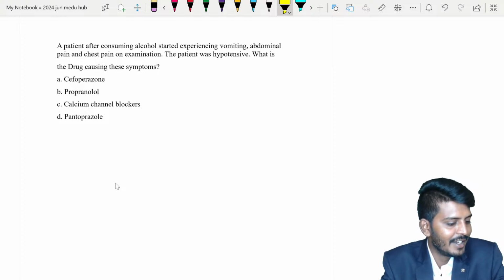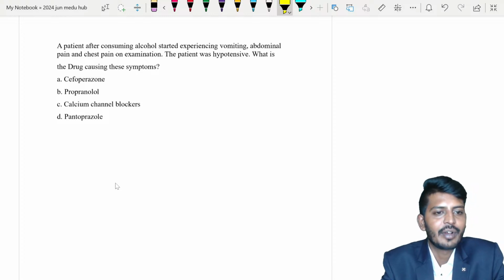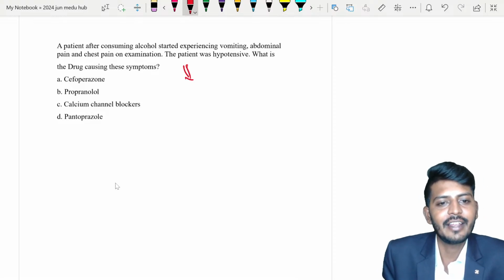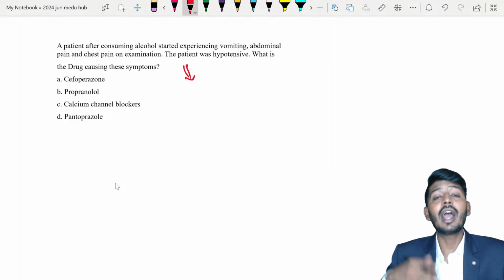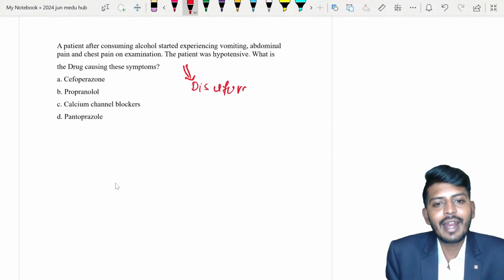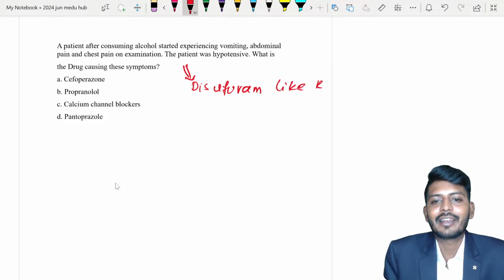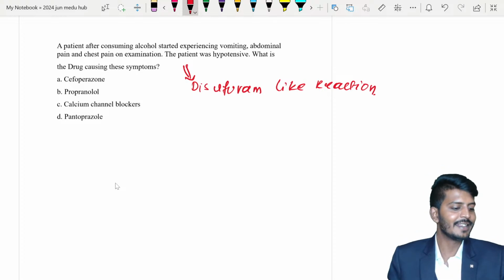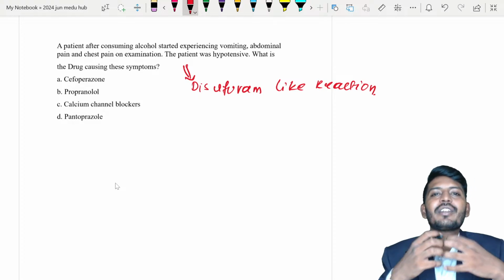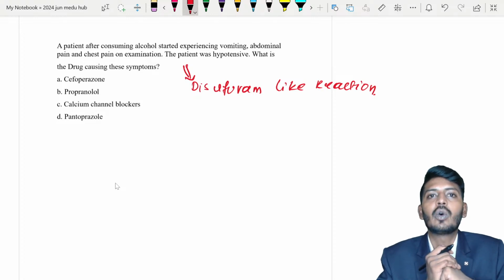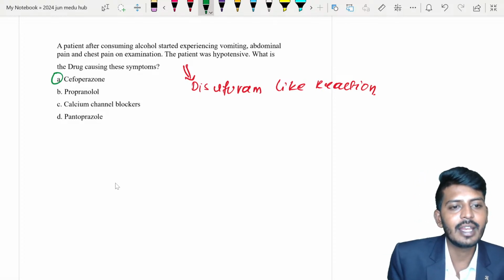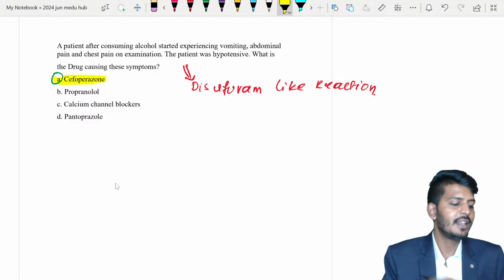So some people are saying the answer is C, some people are saying the answer is A. Okay, the answer is A, your first answer. After drinking alcohol the patient even became hypotensive. So this is a disulfiram-like reaction. Disulfiram-like reaction is an immediate aversion produced towards alcohol after drinking the alcohol. So the answer is cefoperazone.